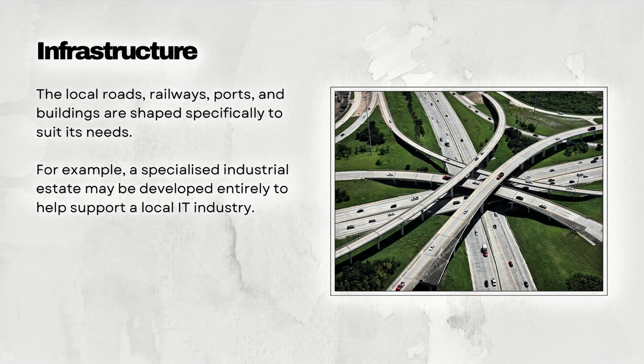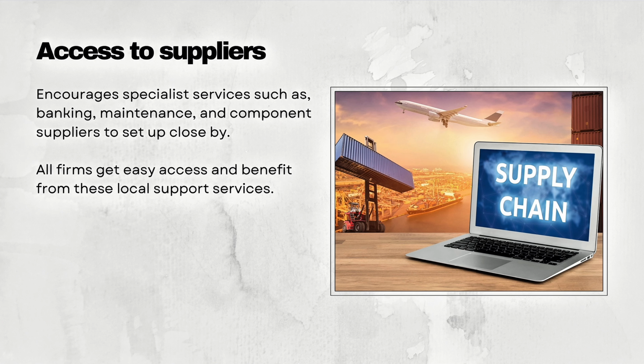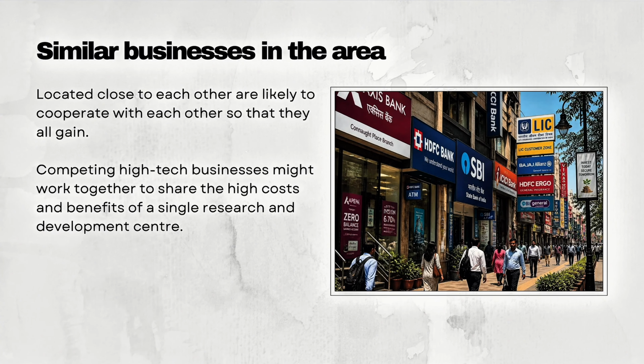And all firms will get easy access and benefit from these local support services, and every single one of these suppliers will be able to benefit from each other. And lastly, similar businesses in the area. This is when they cooperate with each other so they all gain. Competing high-tech businesses might work together to share the high costs and benefits of a single research and development center. And in the modern day, this could be an artificial intelligence data center, which has very high fixed costs and running costs.